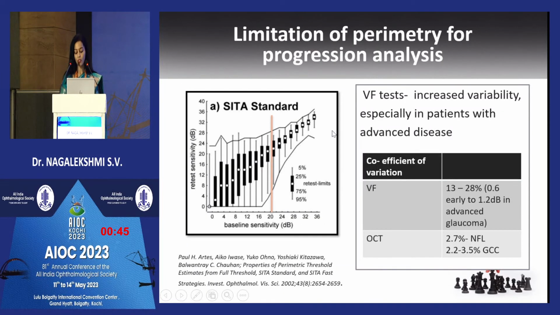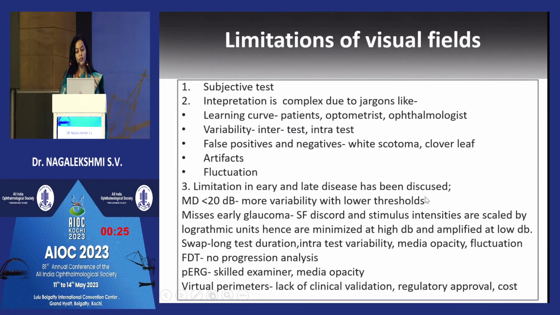So how does a functional test score as far as advanced glaucoma is concerned? It's been stated that when the mean deviation loss is less than 20 decibels, the test-retest sensitivity fluctuation is much higher, as seen by the coefficient of variation, which is about 13 to 28% with visual fields. The other limitations with the functional test would be that it is subjective, and we know subjectivity is a bane of any disease management. Interpretation is complex due to jargons like learning curve, variability, false positives, negatives, artifacts, fluctuations, etc.